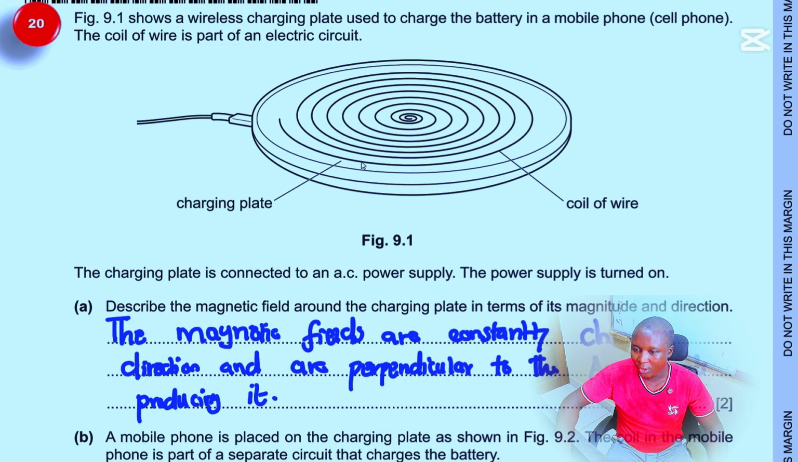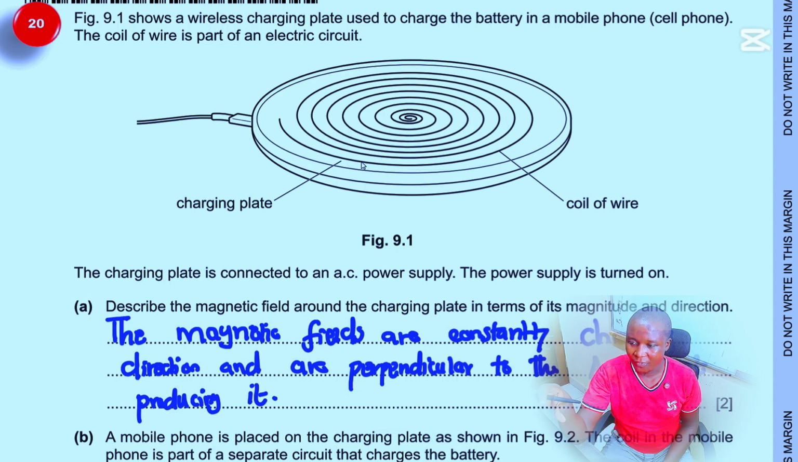Now, moving further to electromagnetic induction, remember, if a current is flowing through the conductor, magnetic fields will be created around that conductor. Describe the magnetic field around the charging plate in terms of magnitude and in terms of direction. The magnetic field which will be created here will be constantly changing size and direction, because this is AC, alternating current. So the magnitude of this magnetic field will be constantly changing size and direction.